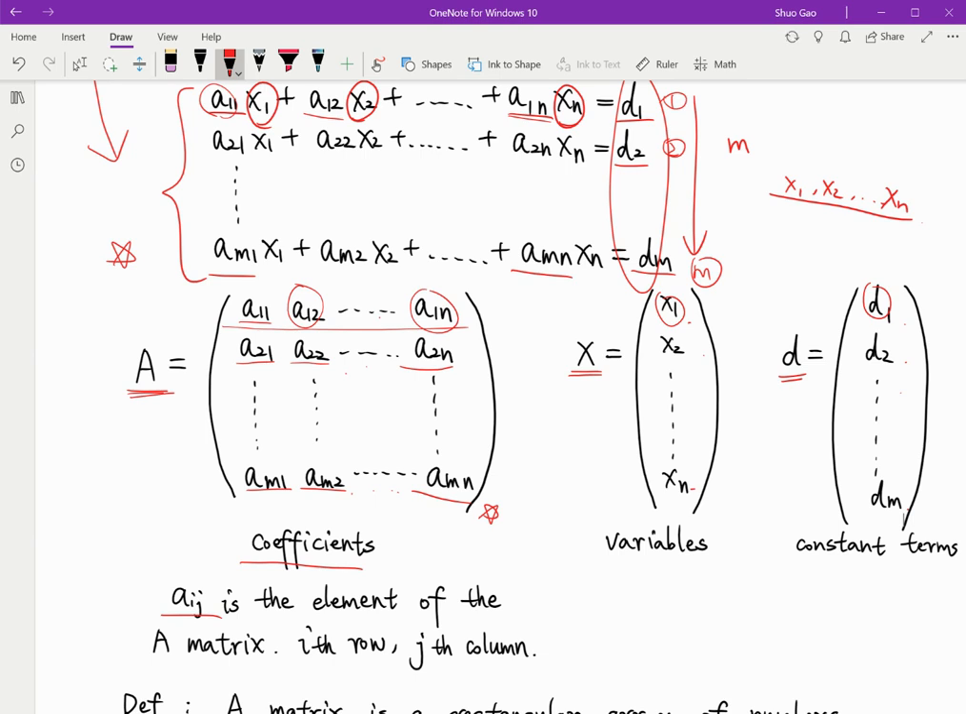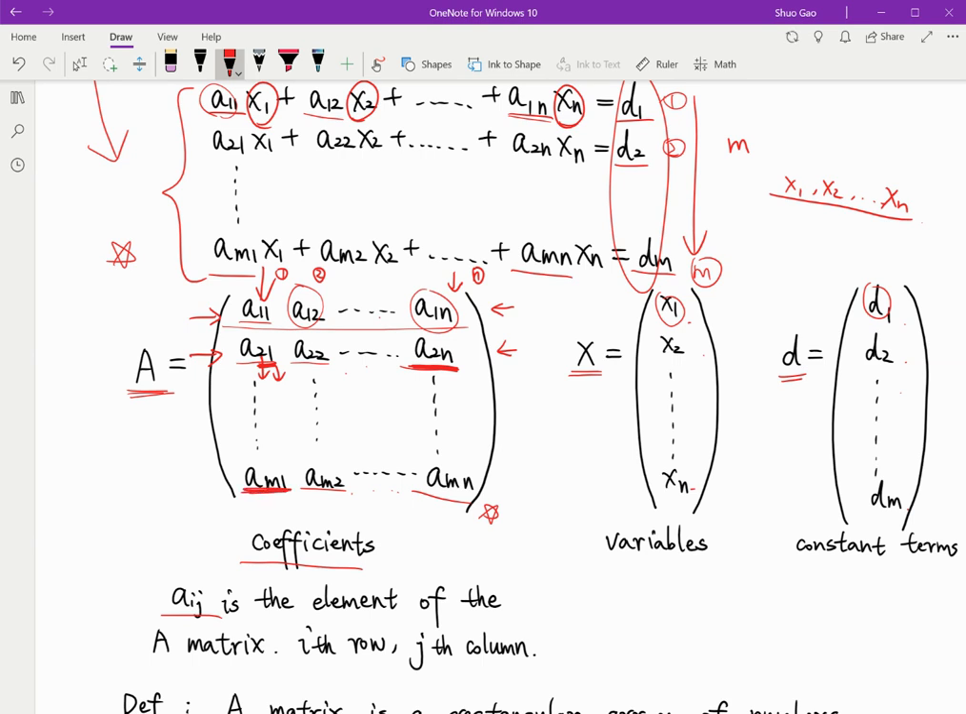And the Aij, pay attention to the notation here. For example, this A21. It is called A21 because it lies on the second row and the first column. So this is the notation of the row, the number of the row, and this is the number of the column. For example, A2n means that it lies in the second row and the nth column, right? So the first column, second column, this is the nth column. So this is A2n.